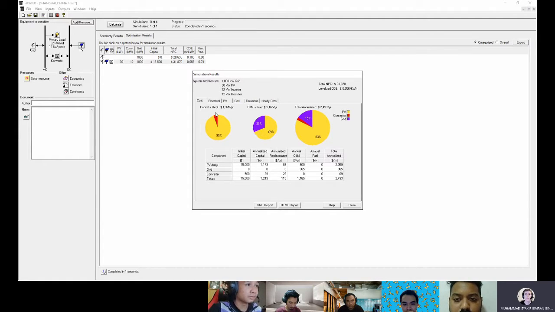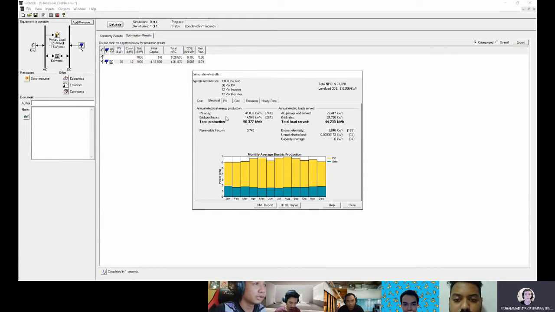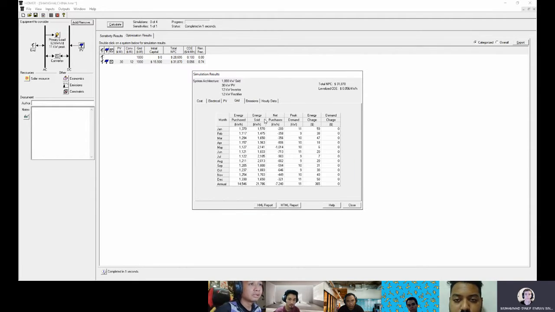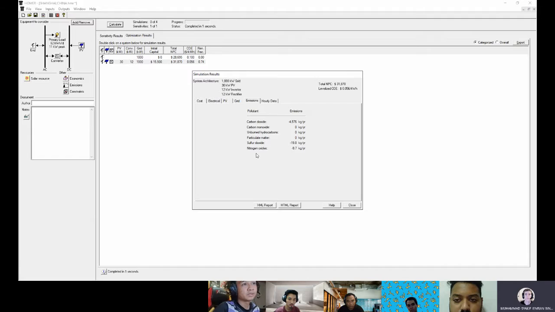So this is the part for the cost, and this is for the cost production. This is for the PV data. This is for the carbon, and this is for the carbon emission.